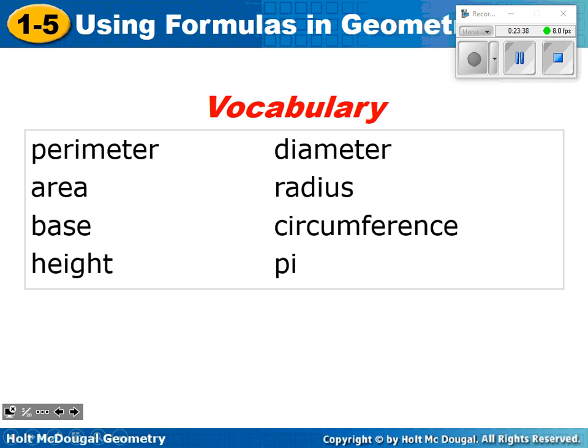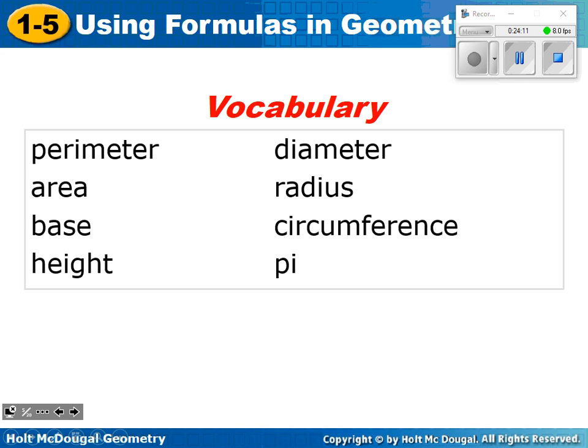Let's talk about a rectangle. What kind of angles do rectangles have? Right angles. And what do we know about the opposite sides on a rectangle? They're the same and they're parallel. Very good. So if I call this the length and this the width, then this would also be the length and this would be the width, okay? So let's go back to perimeter.